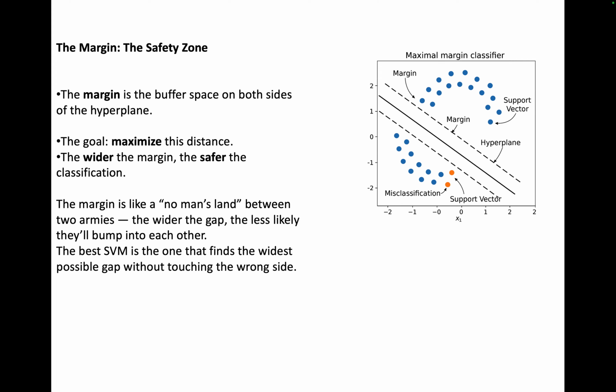So margin is like no man's land. If you go to, I think, Turkey, I've seen the buffer zone in different countries. That doesn't belong to anybody. So this is the border, and then you have a land in the middle which doesn't belong to anybody, and the army stays on both sides. So this is like a safe zone, where you can keep them apart, right? So this is called the margin, the safety zone.